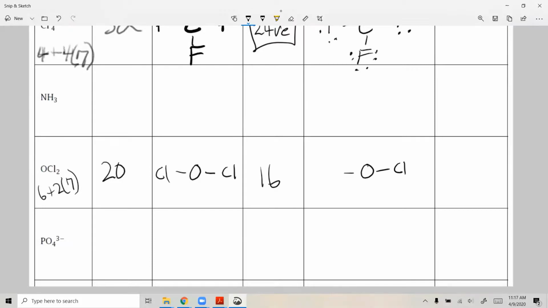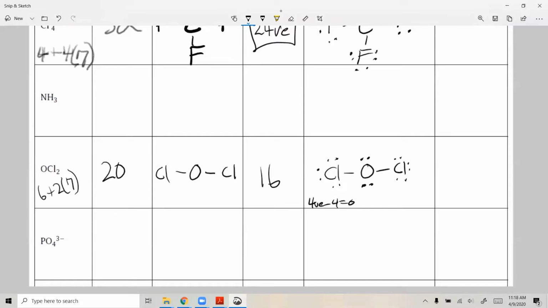Oxygen, chlorine, chlorine. We start on the chlorines. So 1, 2, 3, 4, 5, 6. 1, 2, 3, 4, 5, 6. So we've used up 12 of those valence electrons, so we have 4 more left over. Our central oxygen needs 4 more. And now we can check. We have 2, 4, 6, 8, 2, 4, 6, 8, 2, 4, 6, 8. And so that's going to be our Lewis structure.